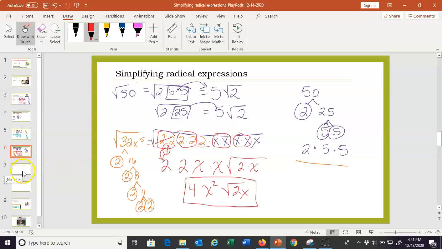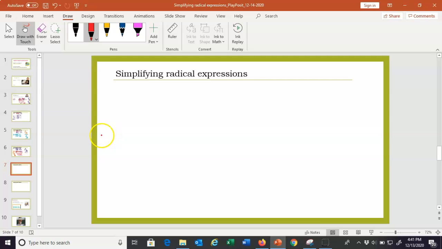All right, so hopefully you're getting excited. This is getting interesting. Let's do some more. How about 80p cubed? Square root of 80p cubed. So the approach is the same. Let's come over here. What times what is 80? 2 times 40. 40 is 2 times 20. 20 is 4 times 5, right? Yeah. 4 is 2 times 2.